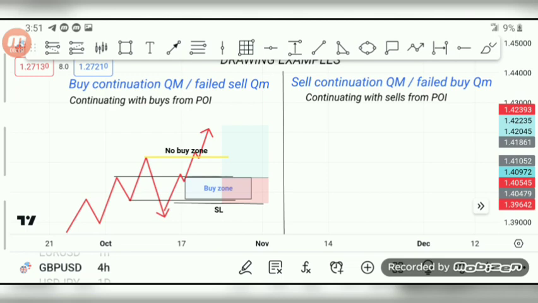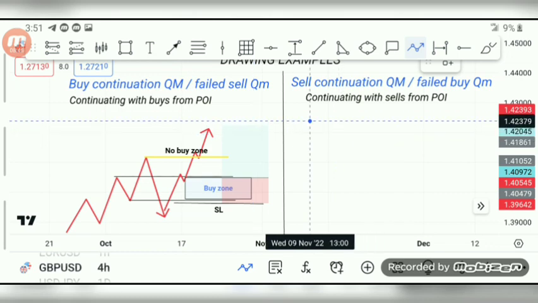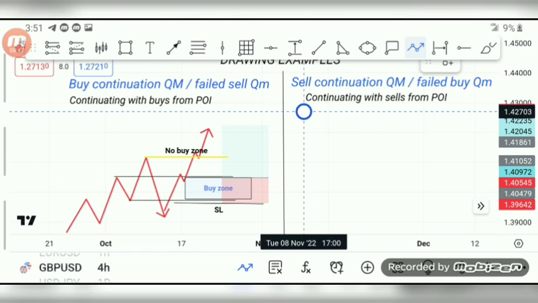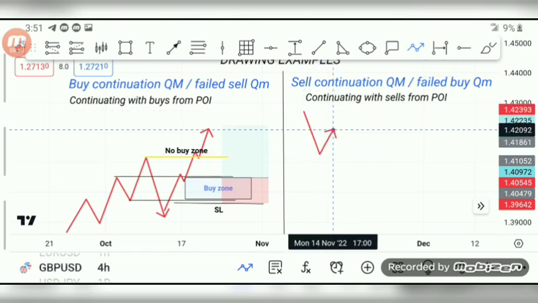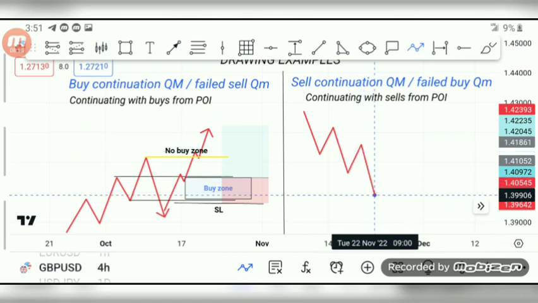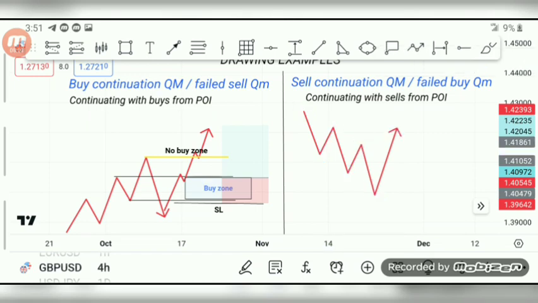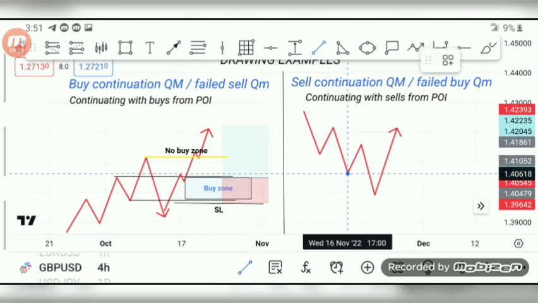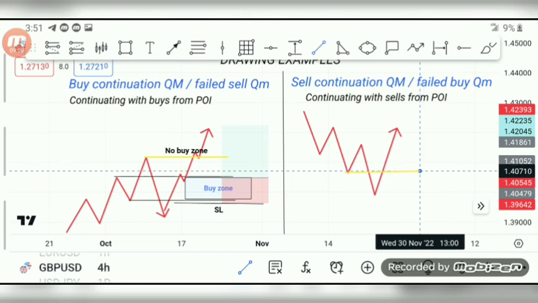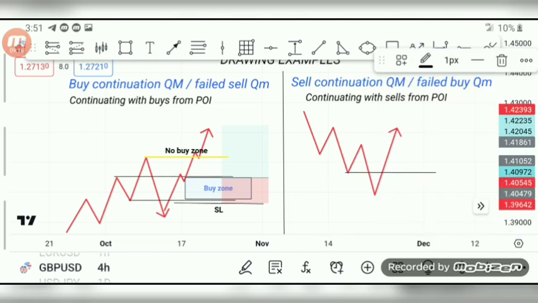It's the same thing we shall see on the other side when we pop out to the sell continuation QM. So we want to see the market selling: lower low, lower high, lower low, lower high, lower low, and a higher high. When we look at this, we know we are going to buy. We are going to be looking at taking buy opportunities from here, marking our left shoulder just like that.